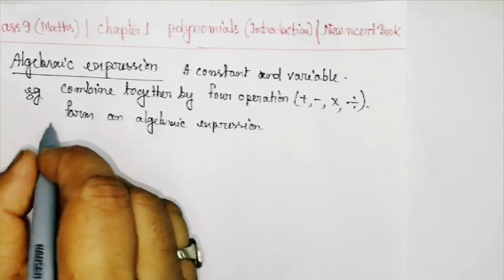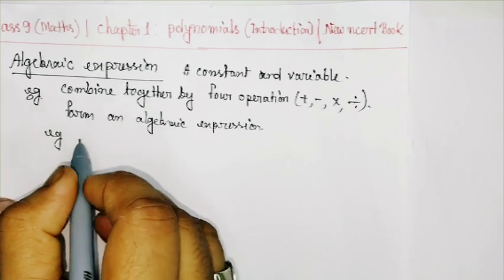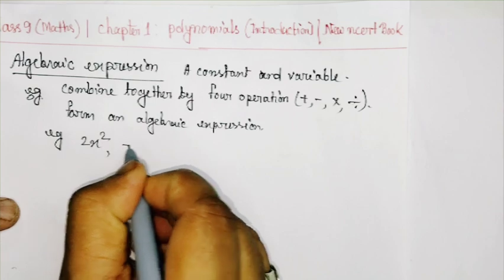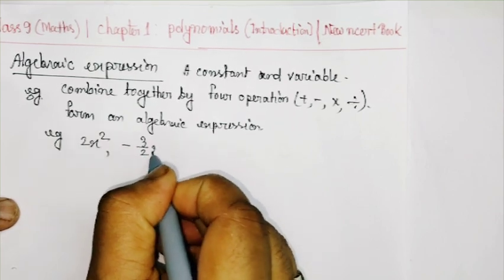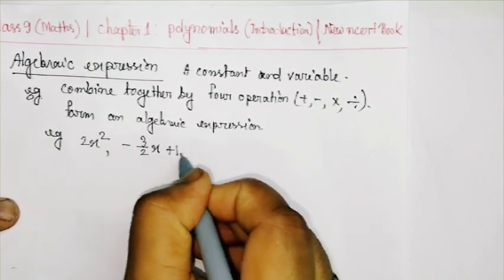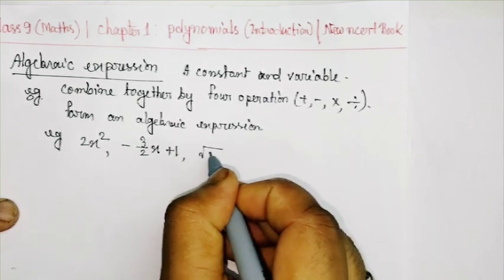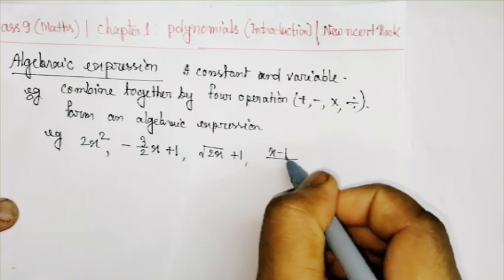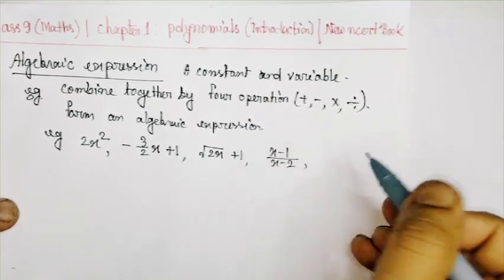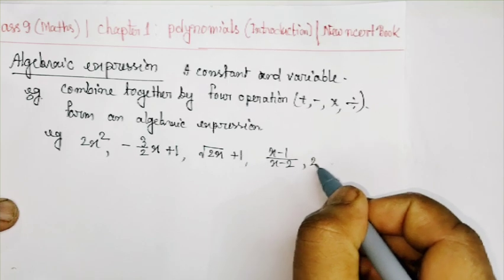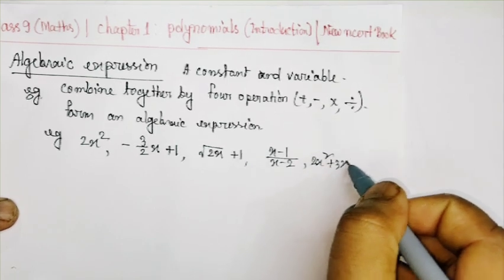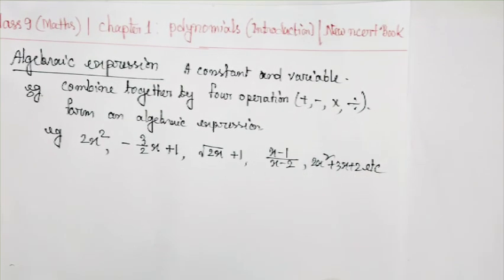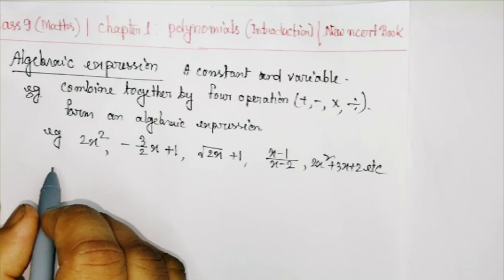So for example, 2x square minus 3 by 2 x plus 1 root, under root of 2x plus 1, x minus 1 by x minus 2, and 2x square plus 3x plus 2, etc. are algebraic expressions.